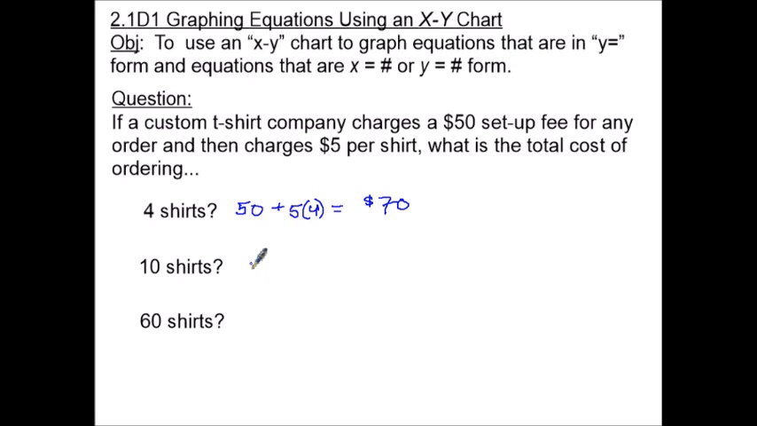Alright, for 10 shirts, we have a similar sort of process. I've got my $50 setup fee, and then I have my $5 per shirt, but this time I'm doing 10 shirts, and 50 plus 50 is going to give us an even $100 for 10 shirts. Alright, what if we go nuts and go for 60 shirts? Again, a very similar computation: 50 plus 5 times the number of shirts, but in this case it's 60. Now 5 times 60 is going to be 300, plus that 50, now we're talking $350.